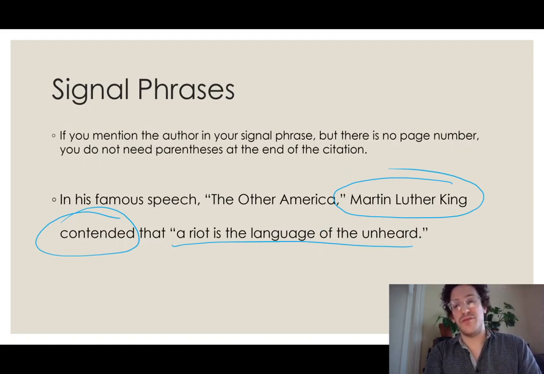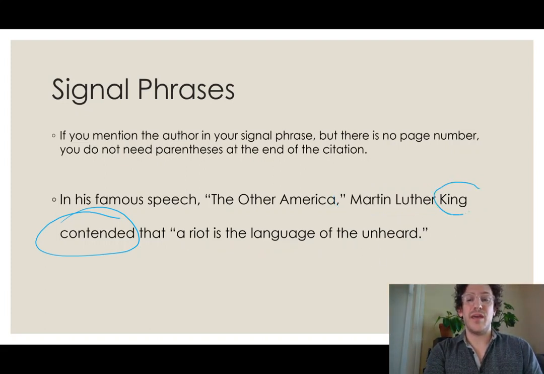So here's my question for you now. If you wanted to find the source for this quote on the Works Cited page, what would be the first thing you'd look for? Let me clarify. What would the Works Cited entry begin with? What word would it begin with on the Works Cited page? I'll give you 5 seconds to think about it. Okay, time's up. The answer is you would look under King.